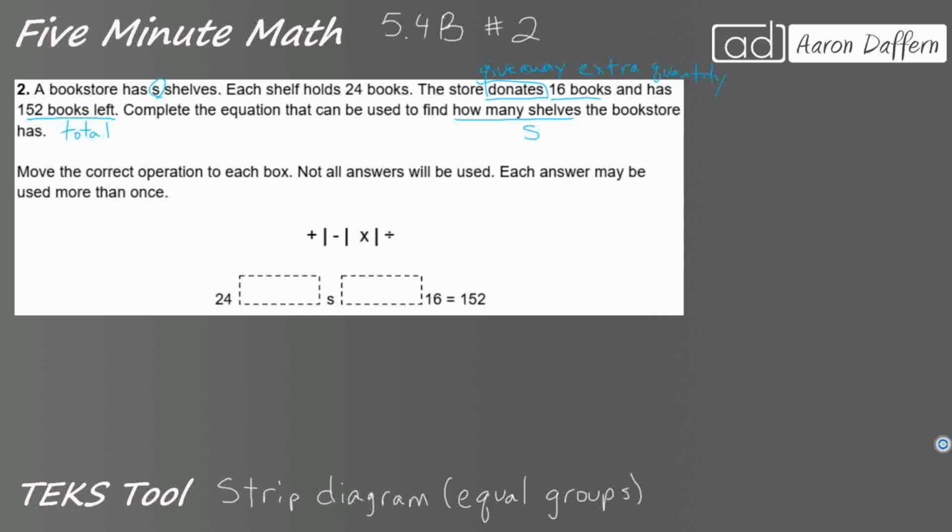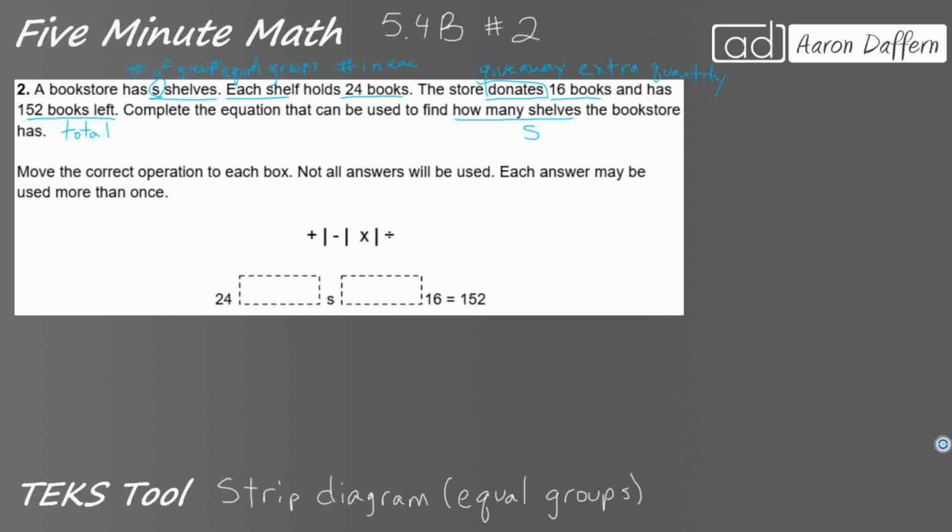And then I've got my shelves, and I've got each shelf holding 24 books. So each shelf lets us know that we're dealing with equal groups. That each lets us know that it's the same amount on each shelf. And how many shelves do I have? That's the question. We don't know how many shelves we have. So that's going to be S shelves. So for the equal groups, we don't know how many groups there are. The number of groups is going to be our unknown. And then I do have 24 books on each shelf, so that's going to be the number in each group.